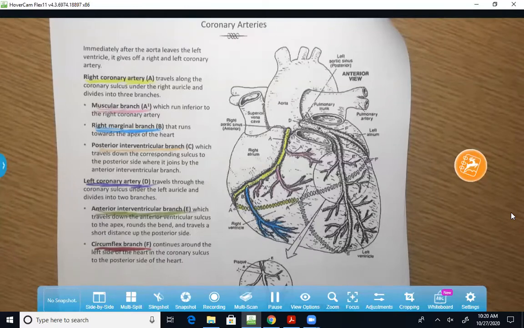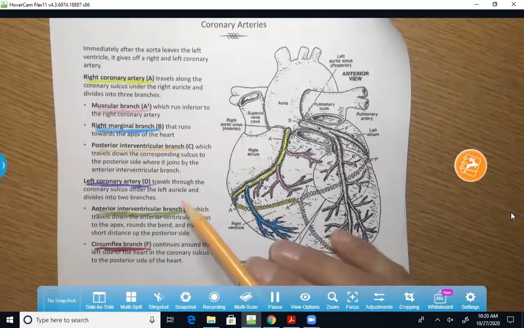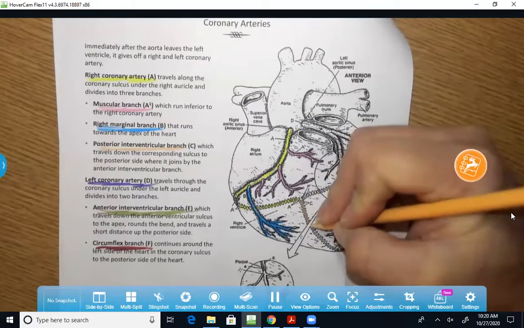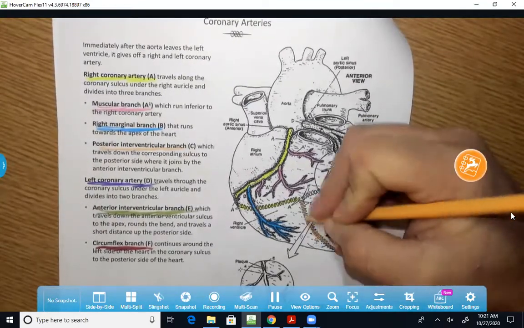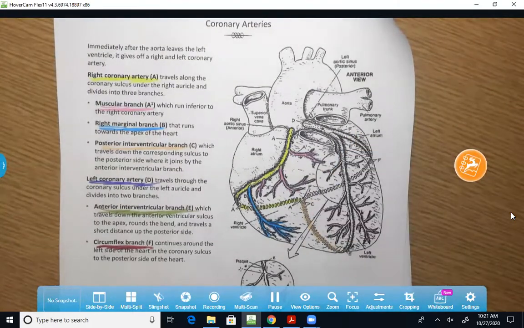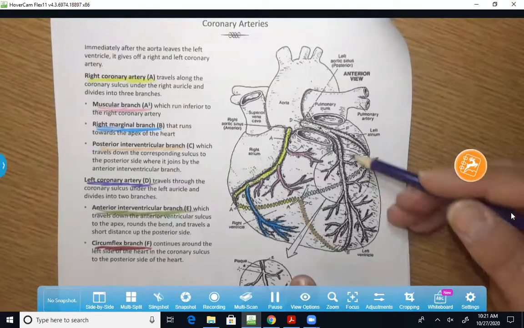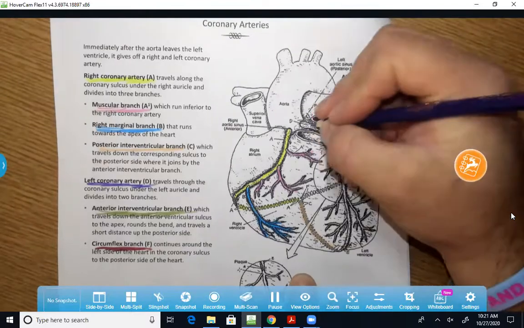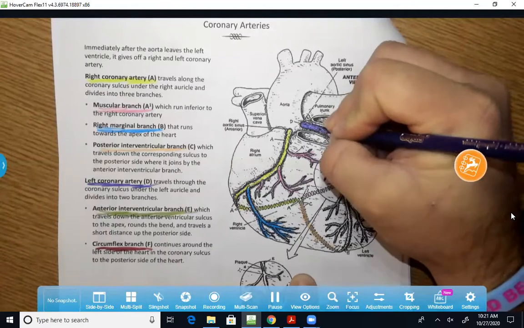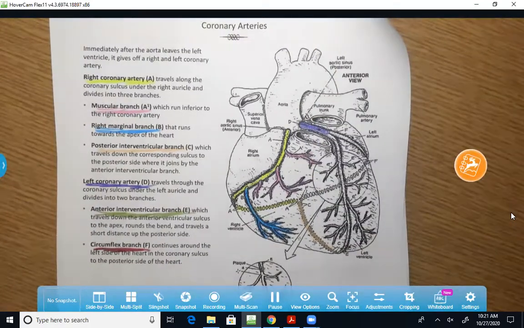And then on the back side, running down that posterior interventricular sulcus is a posterior interventricular branch. Okay, on the left side, coming off the aorta, we can only see it because we've cut away the pulmonary trunk. Deep to that is your left coronary artery.